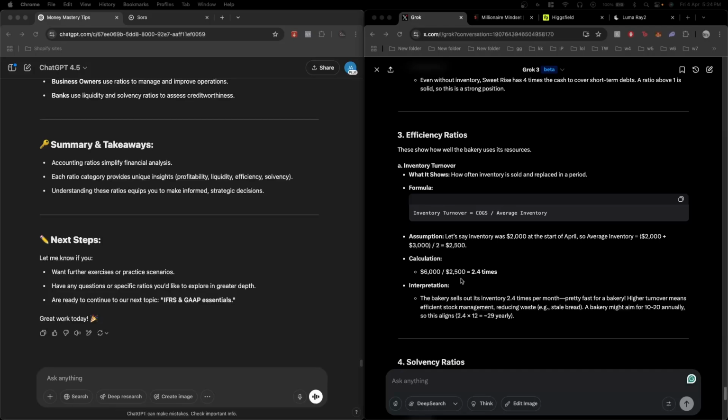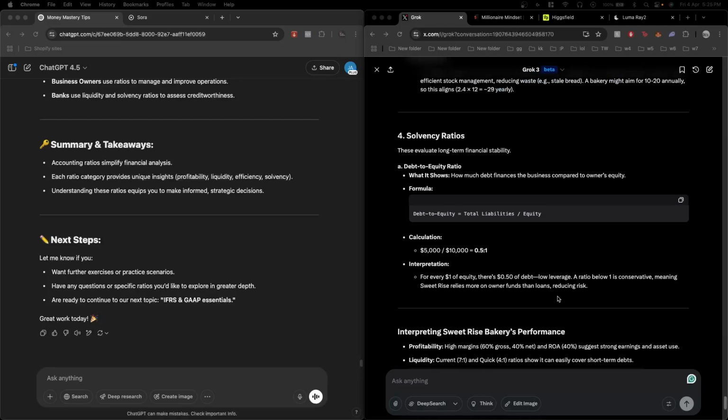So what is the interpretation? The bakery sells out its inventory 2.4 times per month, which is pretty fast for a bakery. High turnover means efficient stock management, reducing waste, for example, stale bread. A bakery might aim for 10 to 20 annually. So this aligns, which is 2.4 times 12 equals about 29 times annually.